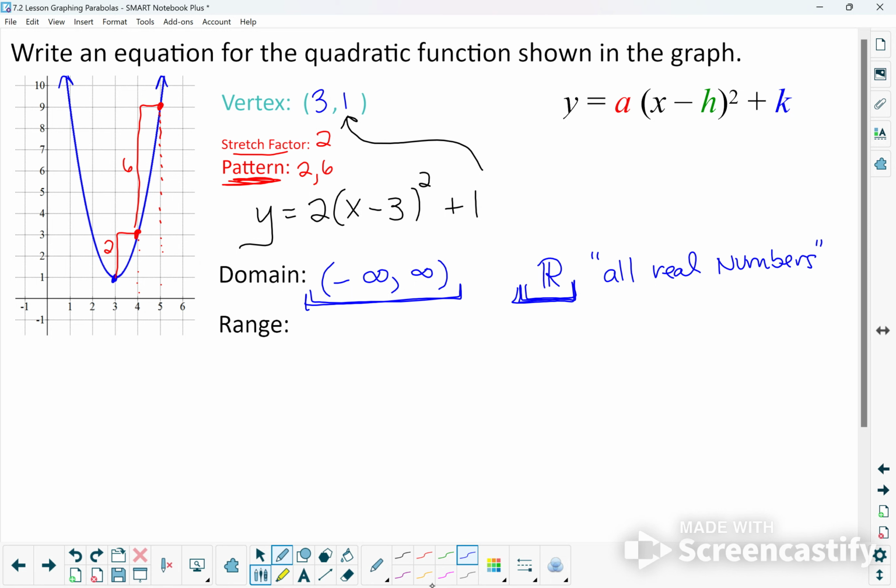For the range of this graph, just like with our absolute value functions, the range is limited. So for the range of this particular parabola, our lowest value is 1, and it goes up forever, so 1 to infinity. We do want to include the vertex, so we use a bracket on the 1.